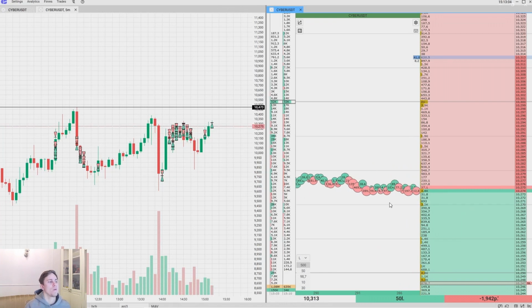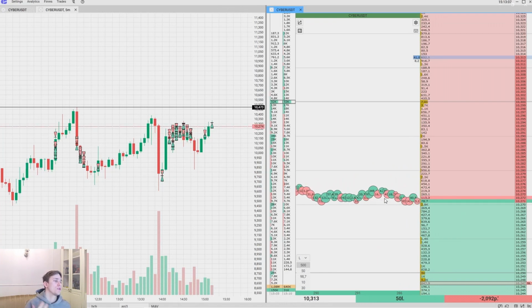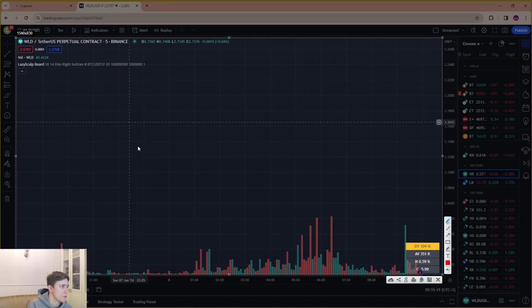The third reason, the wide spread of setups. Such setups you can meet every day on many instruments. So let's start with the breakout.